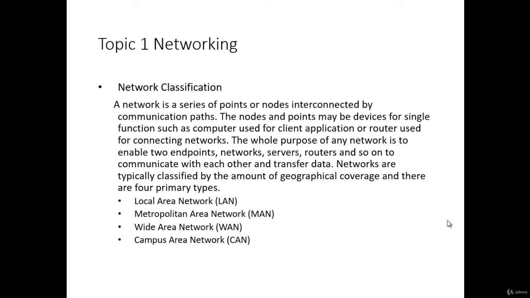Network classification. A network is a series of points or nodes interconnected by communication paths. The nodes and points may be devices for a single function, such as a computer used for a client application or a router used for connecting networks. The whole purpose of any network is to enable two endpoints, networks, servers, routers, and so on to communicate with each other and transfer data. Networks are typically classified by the amount of geographical coverage, and there are four primary types: local area network, metropolitan area network, wide area network, and campus area network.